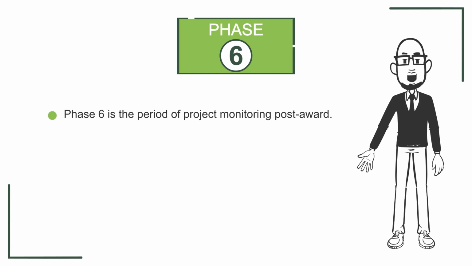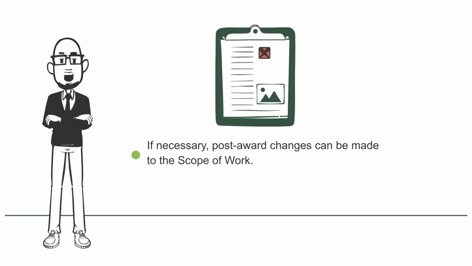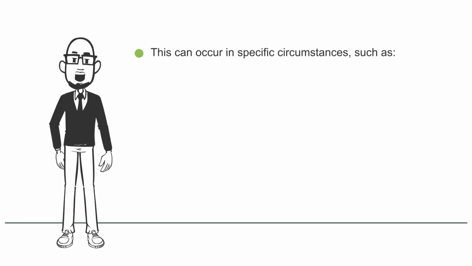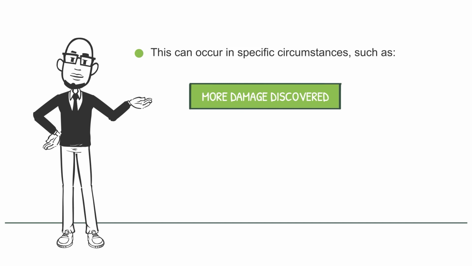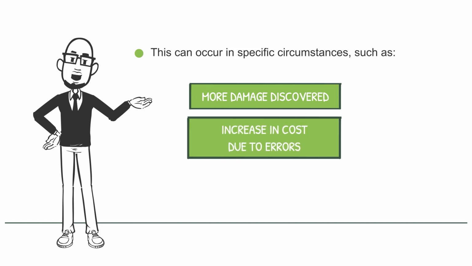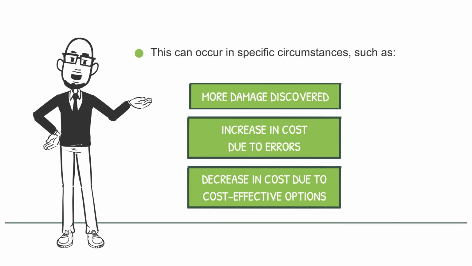Phase 6 is the period of project monitoring post-award. Sub-recipients' projects are monitored to ensure they are spending funds appropriately and according to the approved scope of work. If necessary, post-award changes can be made to the scope of work. This can occur in specific circumstances, such as if there is more damage discovered, an increase in costs due to errors, or a decrease in costs due to more cost-effective options.